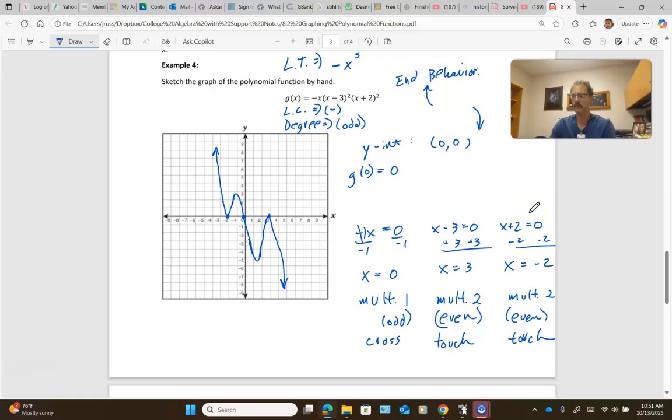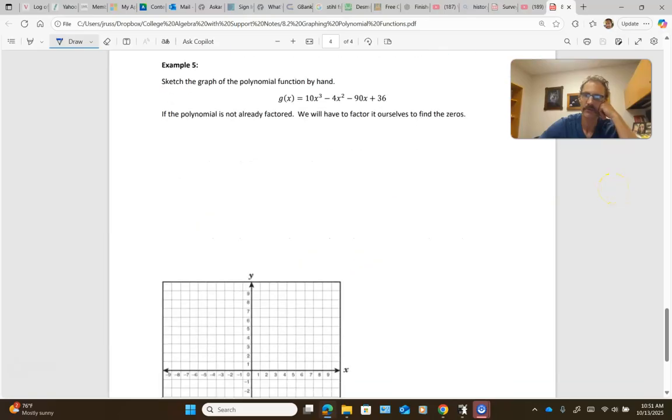Alright, now we're going to look at one more. Example 5. So this one says sketch the graph of the polynomial function by hand. Also, guys, if in your homework the graphs are multiple choice, you may be able to figure out which graph it is just simply by knowing the end behavior. You may not even have to worry about finding the y-intercept or the zeros and their respective multiplicities.